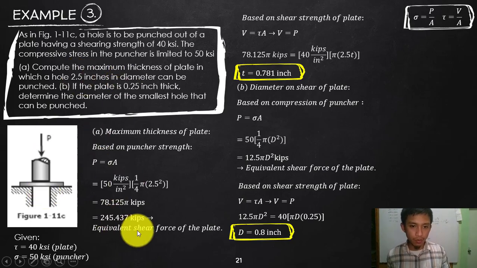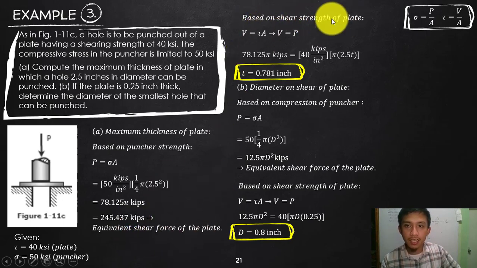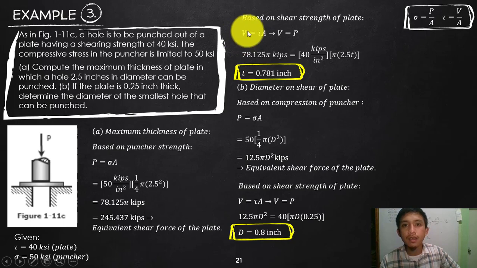So, the equivalent shear force of the plate. Let's go now to the plate, based on the shear strength. On the puncher that is a normal stress, but on the plate that is a shear, just like example number 1. So V is equal to how much force will punch that plate. Tau is the strength of the plate, and the area is the area of the hole to be punched.